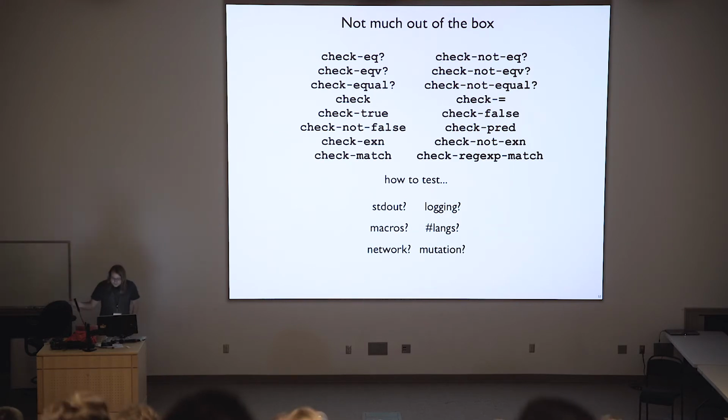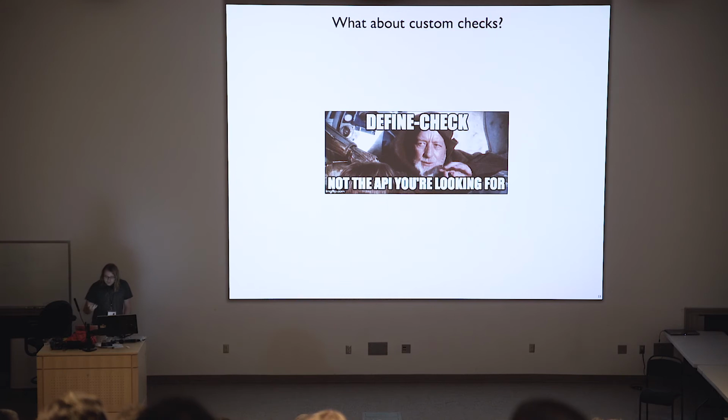So how would you test things like, does this function log to standard out? Does it log messages? How do I test network calls and mutation and all sorts of fun stuff? Because I really wanted to test those things. So RackUnit gives you a define-check macro for writing custom checks, and you won't like it.